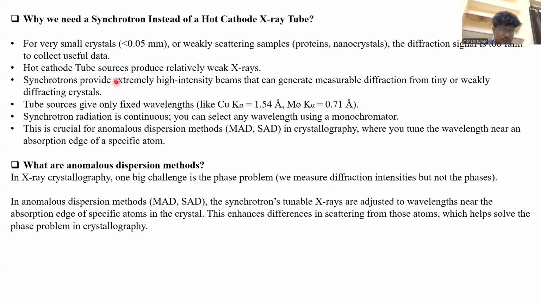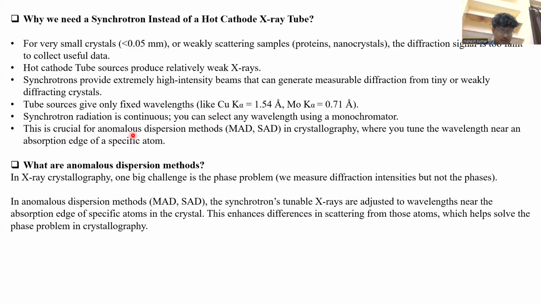Hot cathode tube sources produce relatively weak X-rays. Synchrotrons provide an extremely high intensity beam that can generate measurable diffraction from tiny or weakly diffracting crystals. Tube sources give only a fixed wavelength, like copper K alpha, 1.5 angstrom, or molybdenum K alpha, 0.7 angstrom. Synchrotron radiation is continuous. You can select any wavelength using a monochromator.